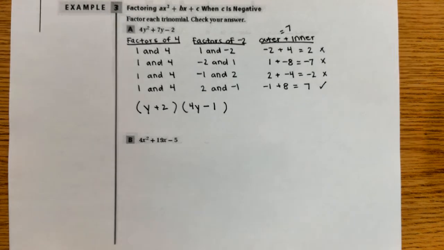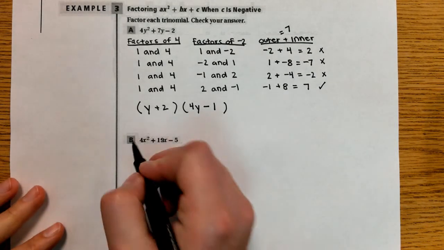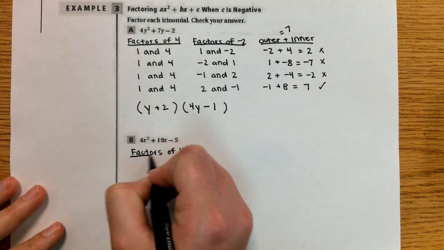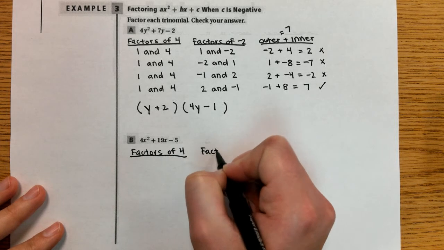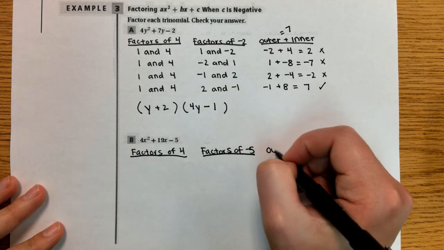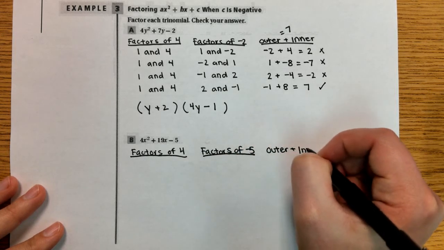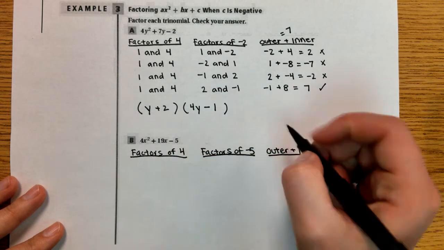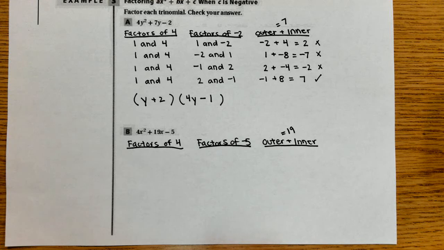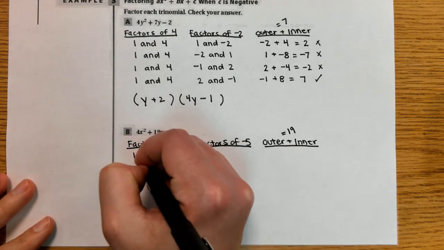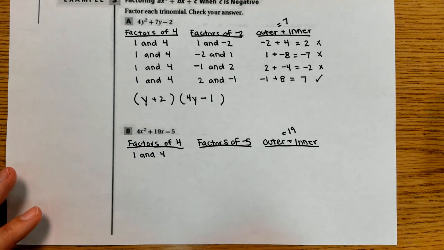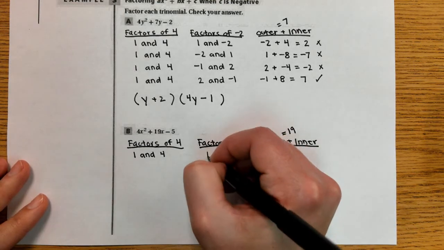Part B, we have 4x squared plus 19x minus 5. So I want factors of 4 and then factors of negative 5. And then our outer plus inner, we want the sum to be 19. So factors of 4, we can start with 1 and 4. And then for negative 5, we could do 1 and negative 5.